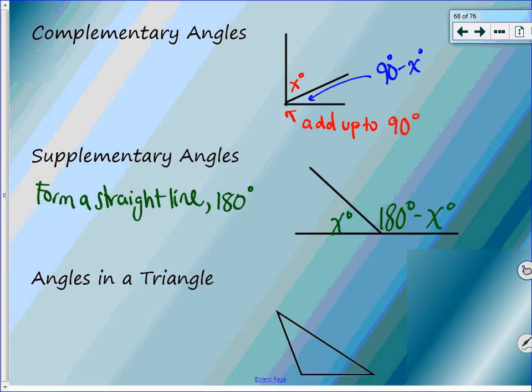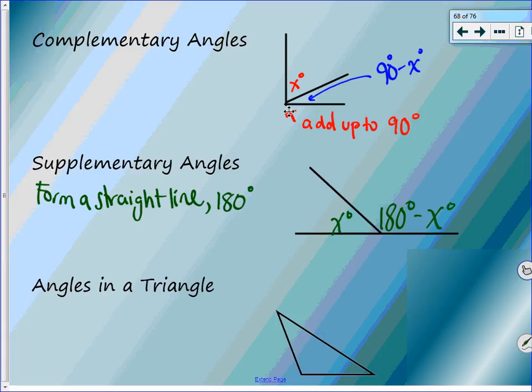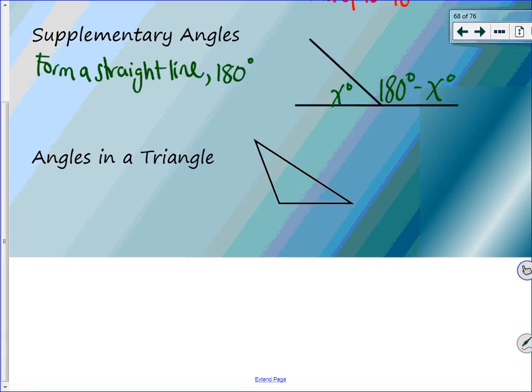Now if you have angles in a triangle, right here, this one happens to be an obtuse triangle, because one of the angles is greater than 90. What do all the angles in a triangle add up to? 180. Yeah, these add up to 180 degrees.